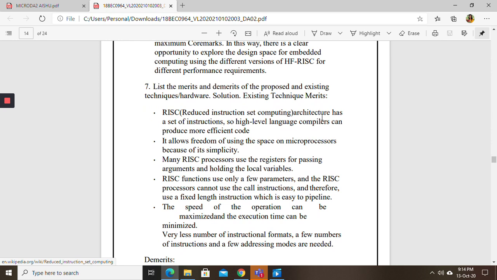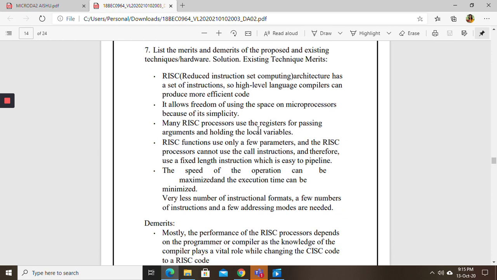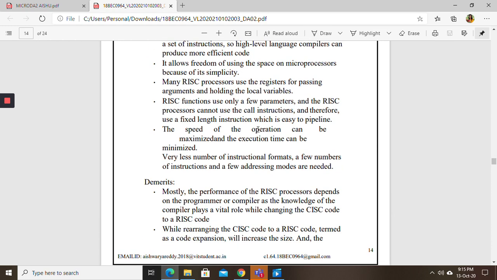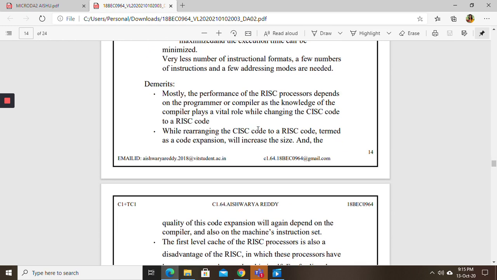The RISC architecture has a set of instructions, so high level language compilers can produce more efficient code. It allows freedom of using space of the microprocessor because it is simplistic. Very few instruction formats, a few instructions, and few addressing modes are needed.